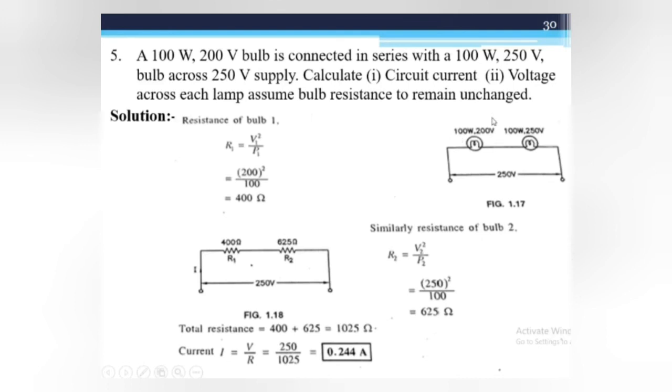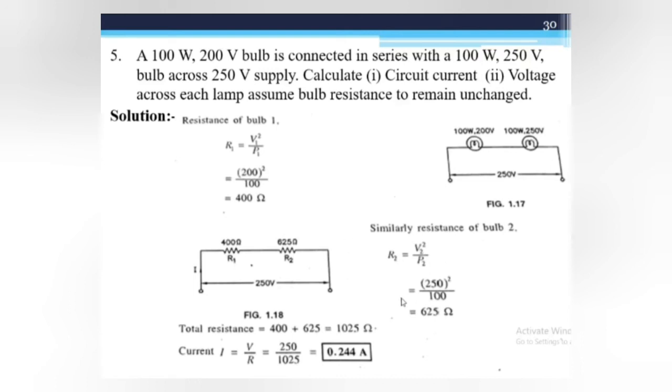So the resistance of the first bulb is R equal to V square by P. V is 200, P is 100. By putting the values of V and P, you get the resistance as 400 ohm. Similarly for bulb 2, we can find the resistance R2. R2 equal to again V square by P. Now V is 250 and P is 100, so we get R2 equal to 625 ohm.